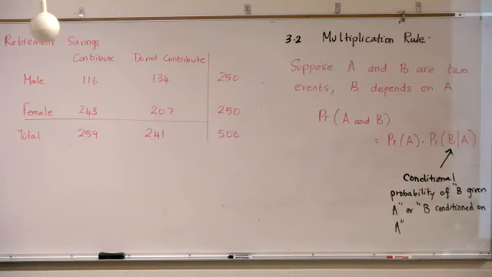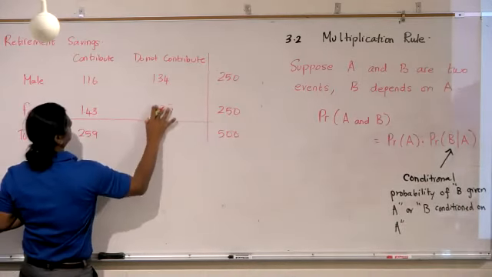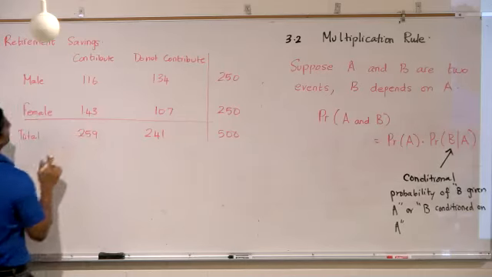Okay, so currently the table shows whether workers contribute or they do not contribute to retirement at their work. And clearly this is a dependent case because, yes, your table is wrong. 207. It should be 143. What? 207. It's 143 and 107. It's, yeah, 143. Bad math.